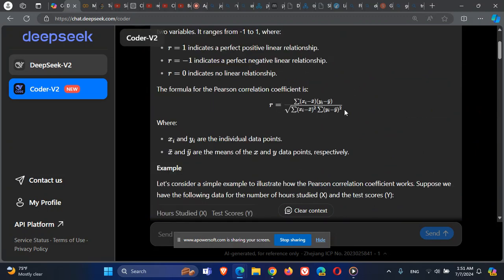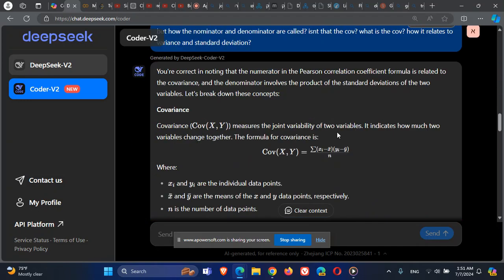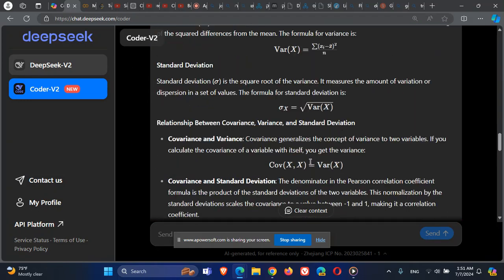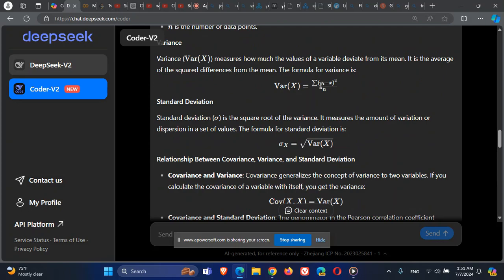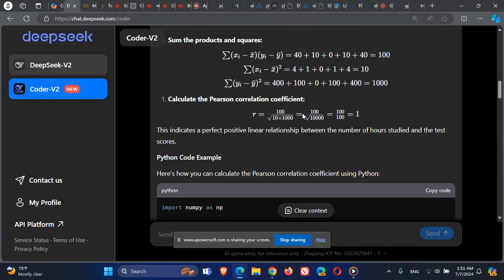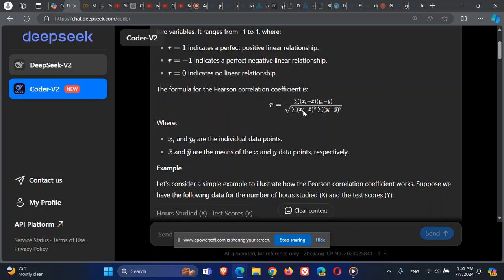So in the denominator, what you can see here are the standard deviations, right? So you can see here the multiplication of the standard deviations of the two variables. So it's like the covariance divided by the multiplication of the standard deviations. So again, it talks about the linear relationship between two variables.